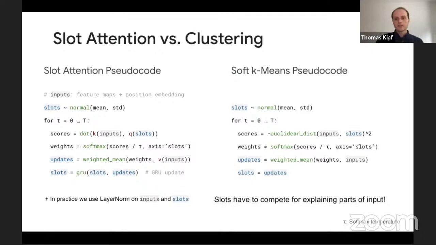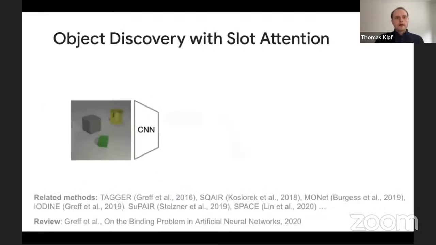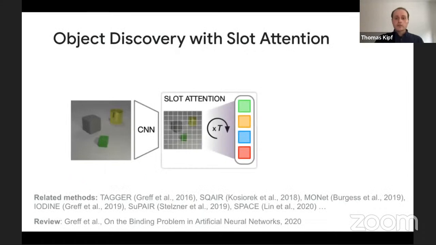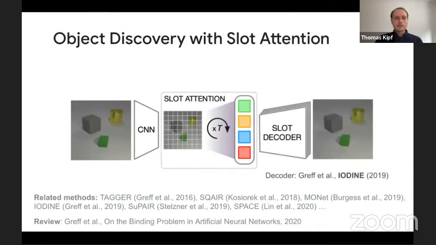And the interesting thing here is that slots now have to compete for explaining the input, which we can nicely see from this clustering algorithm analogy. And so the overall architecture, as already mentioned, for object discovery is essentially you take some kind of image backbone, like a CNN, you put this module on top, it gives you abstract object representations, and then you can decode each individual slot back into the image.